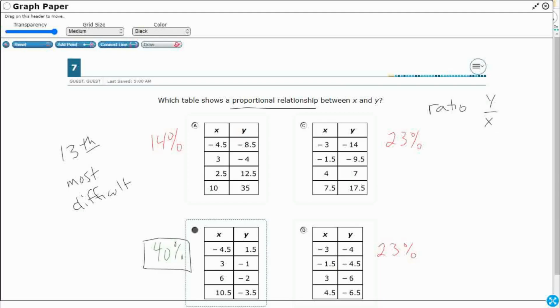Because you see we've got 23%, 23%. This definitely makes me feel like this was a problem that ended up with a lot of guessing. And this 14% is a little bit lower because there were a few kids that figured out what to do, and they transferred some of their answers over to B rather than just randomly guessing. So this lets me know that we need to work on not only showing proportional relationships that are linear on a graph, but also what they look like on a table.